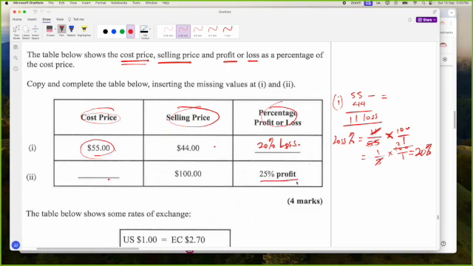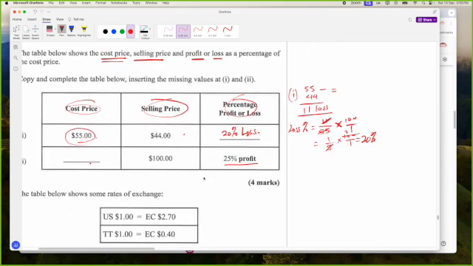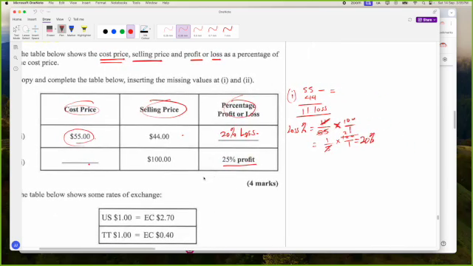And you can see we have over here 25% profit. So the selling price was $100. So we're talking about number 2 here now. I'll try to write a little neater. Let me try to remember myself, I'm recording a video, write neater.